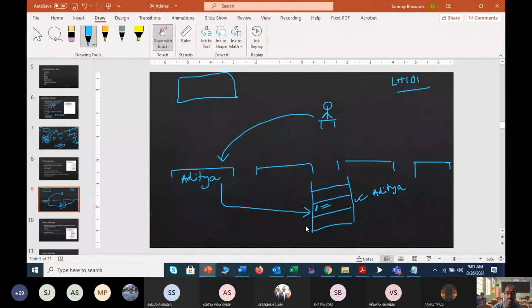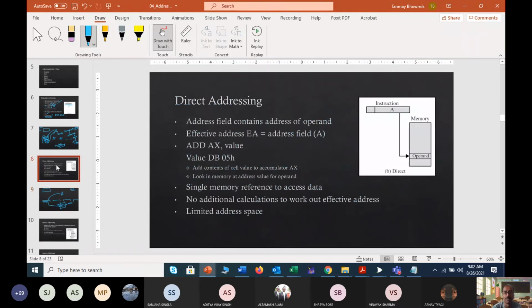And how many locations is he accessing? Only one location, right? He is just directly going to his room and getting that particular copy. So that means only one memory reference he is using. So let me check with the technical term now. Direct addressing: the address field contains the address of the operand. So address of operand, right?